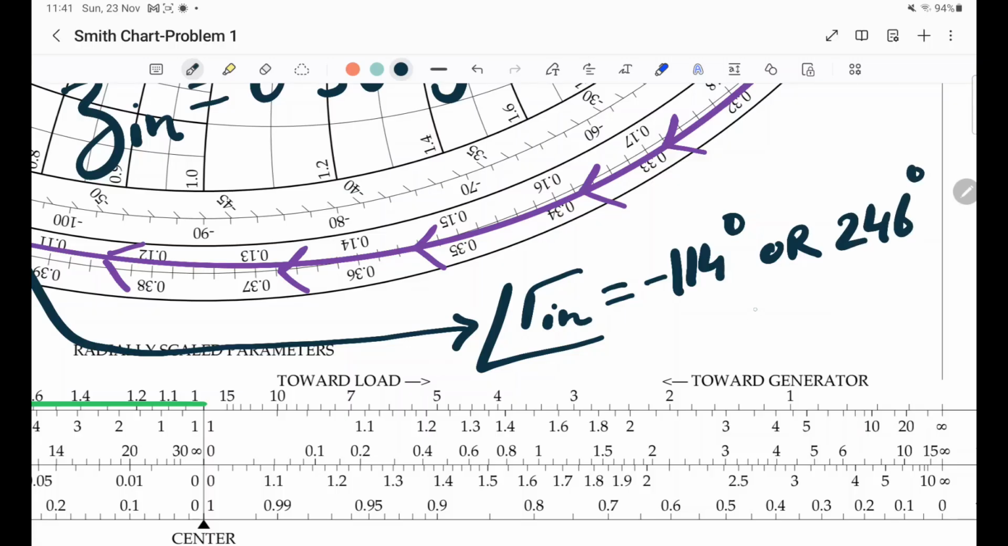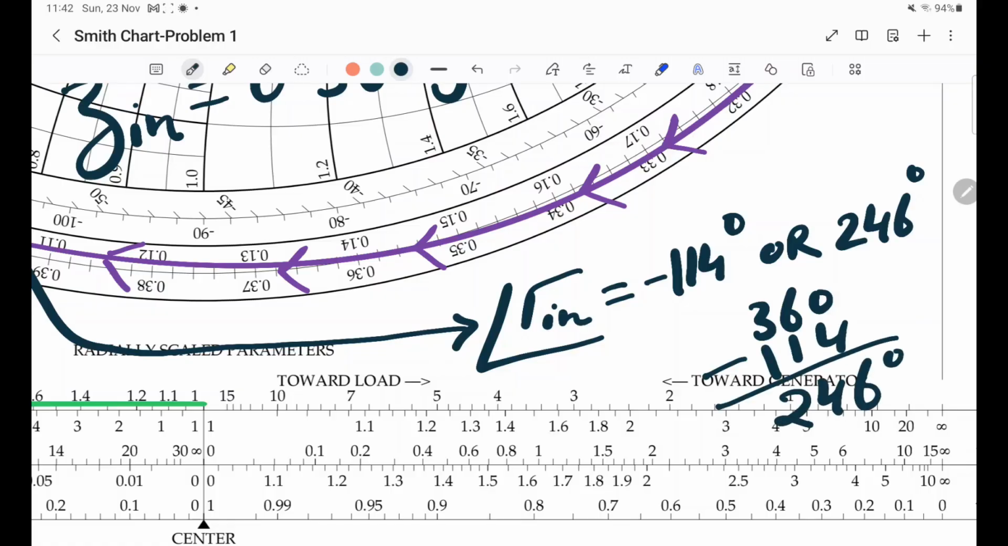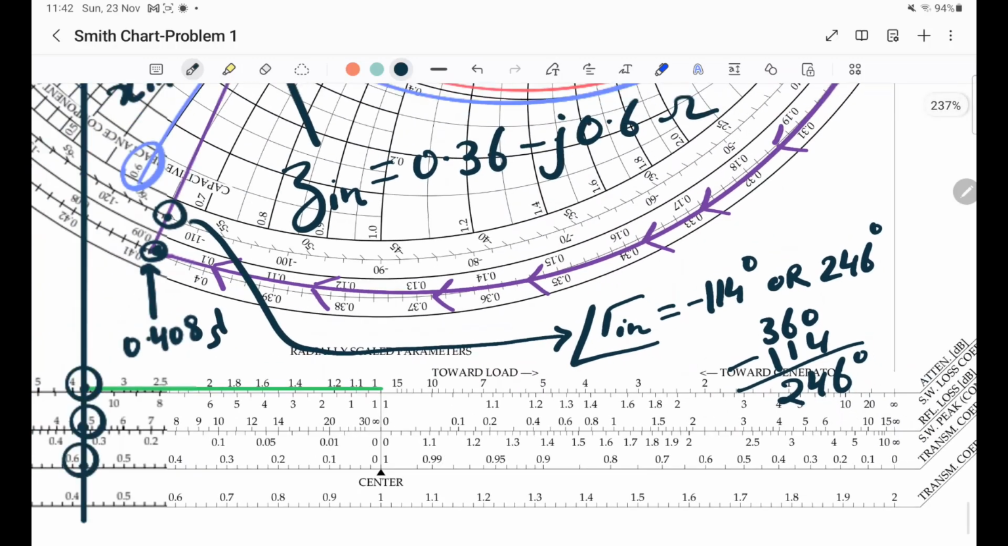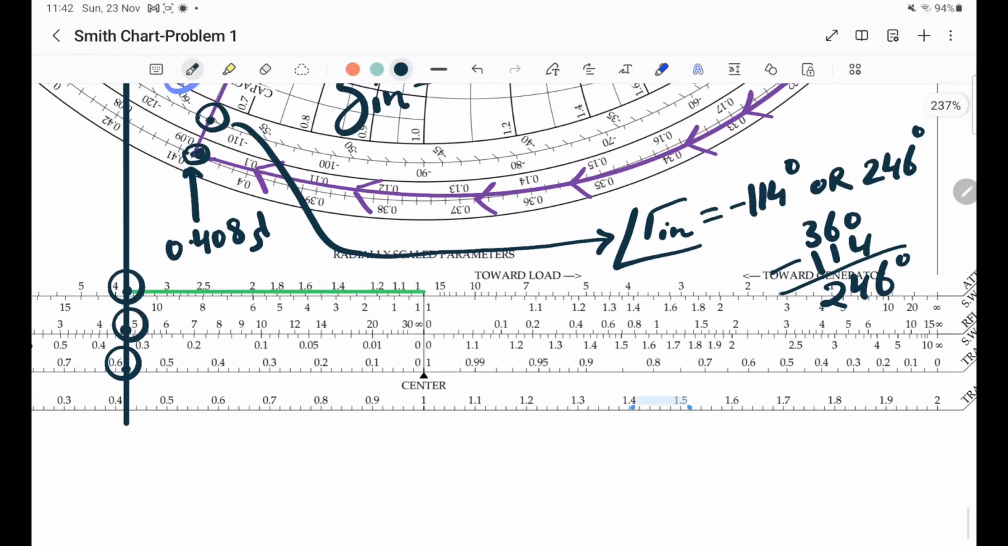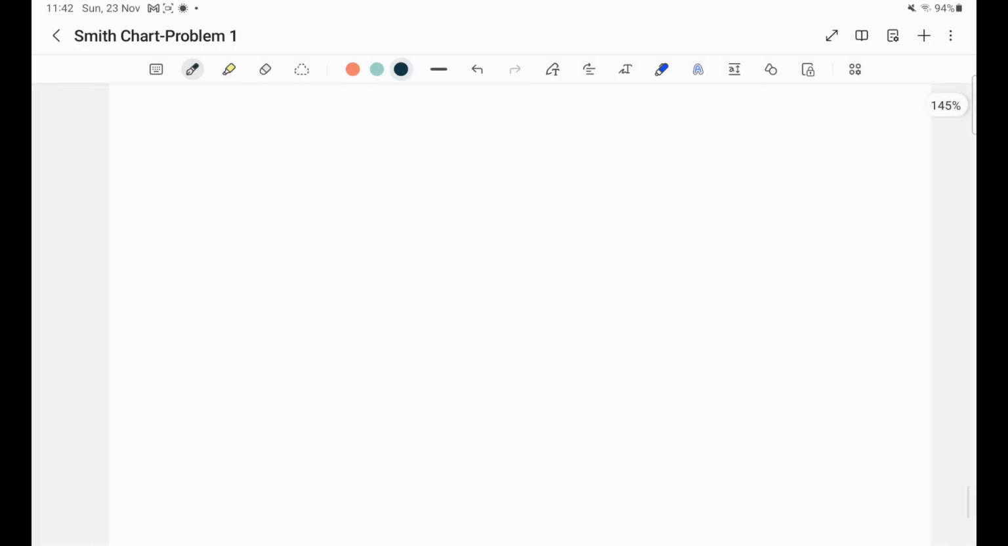So how do you get 246? You just subtract 360 minus 114, which is 246 degrees. Okay, all right. So what we have found out, let me summarize it for you. Initially we had ZL, the normalized load impedance, which was 0.4 plus J 0.7 ohm.